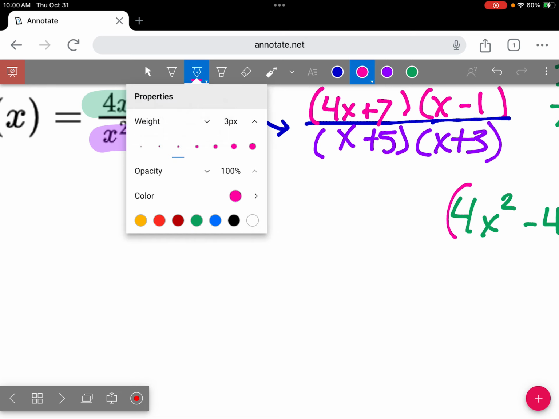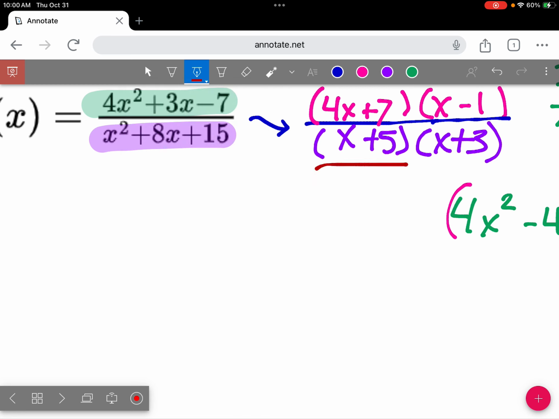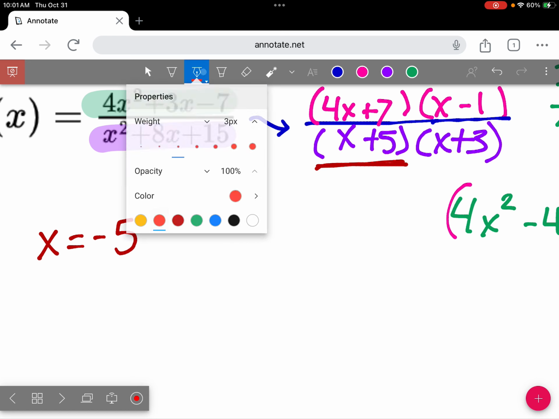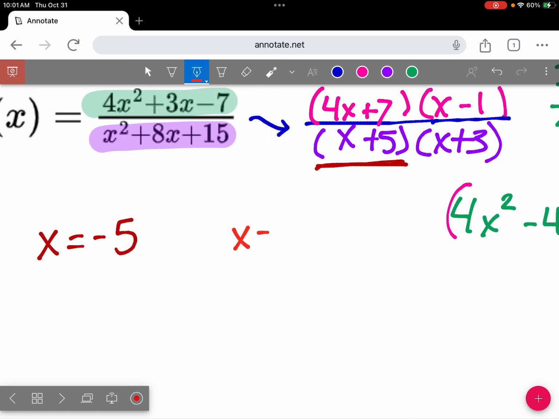I need a different color. There we go. What is the root of x plus 5? Negative 5. When x equals negative 5, we have a problem, because if x is negative 5, I have a 0 in the denominator. Okay. What is my other problem point in my denominator? Negative 3.